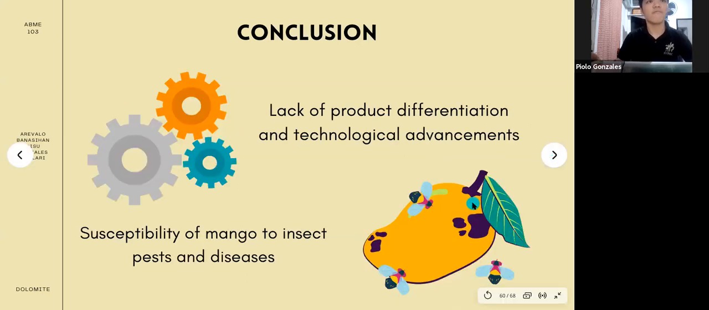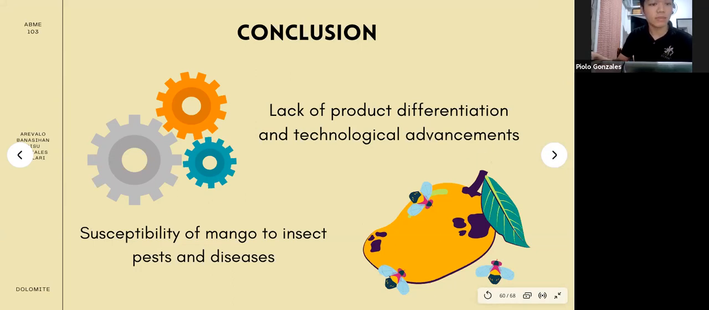Next is the lack of product differentiation and technological advancements. There are quite a few mango processors in the country, and the products that they produce are similar to each other. Most of them produce only dried mangoes and mango puree. There is also a lack of technological advancements that will allow processors to produce more processed products from mango that could enter the global market, such as high-valued products.